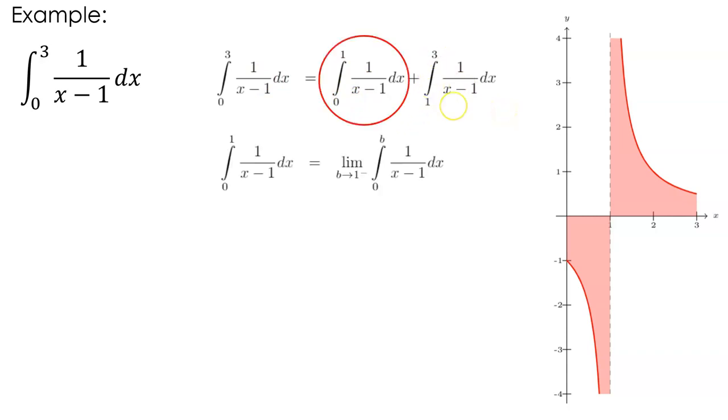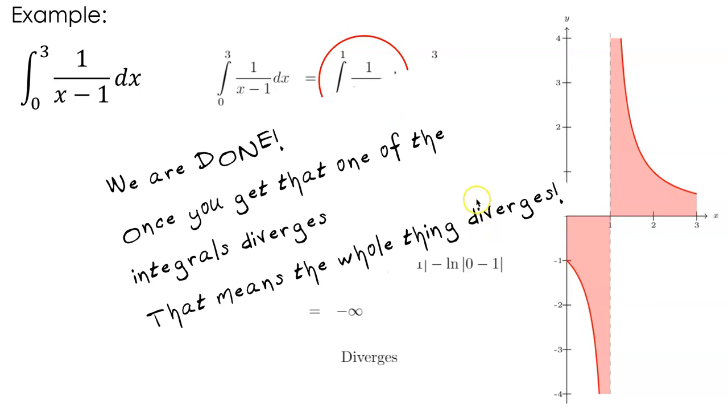Let's do this one. Setting this up, I get the limit as b goes to 1 from the negative side, from 0 to b. The integral of that is natural log. I want to take that from 0 to b. I plug in b. I get natural log of b minus 1 minus natural log of 0 minus 1. So this is going to be the natural log of 1, which is 0. Natural log of 0 here, well, natural log of 0 is negative infinity. So this, we're done. It diverges. If one diverges, the whole thing diverges.